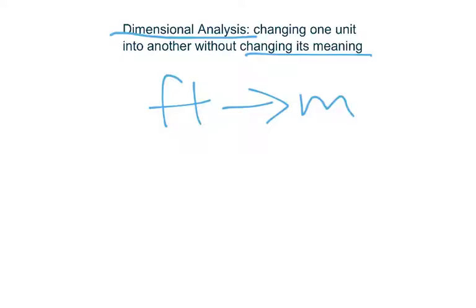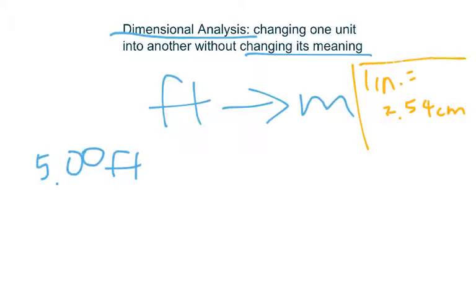So how can we express 5.00 feet in meters given that 1 inch is equal to 2.54 centimeters. So this right here is called our conversion factor because we know for sure that 1 inch is 2.54 centimeters. That's just the definition of an inch, I guess you could say. Now, we'll look back here.